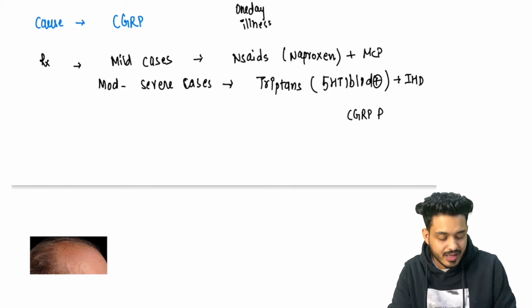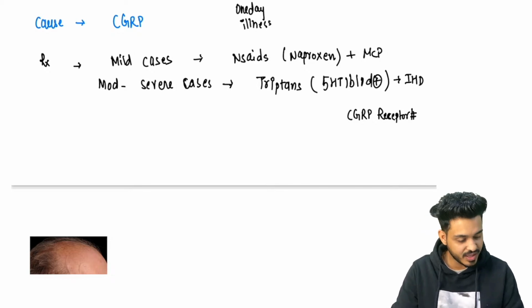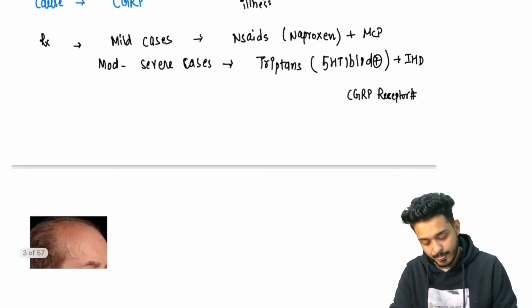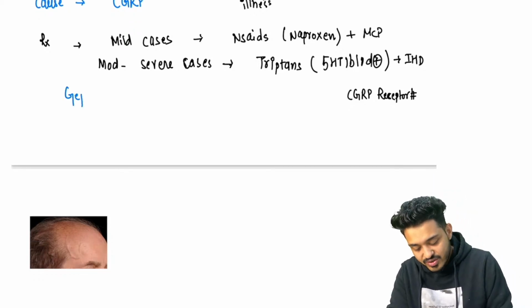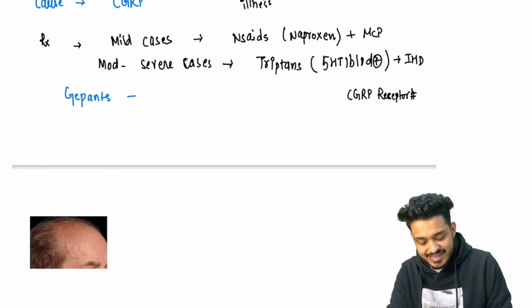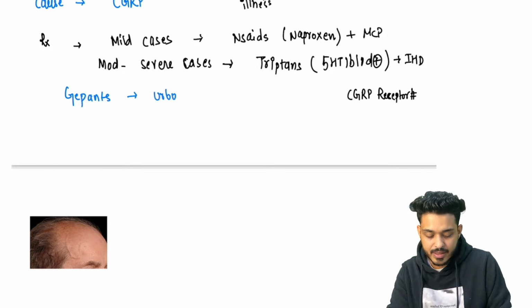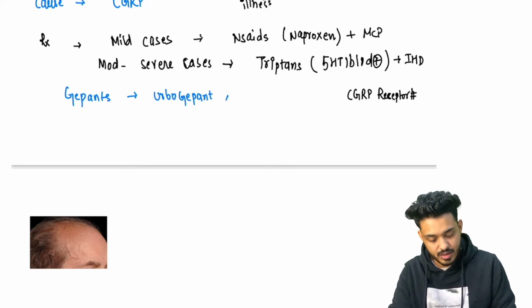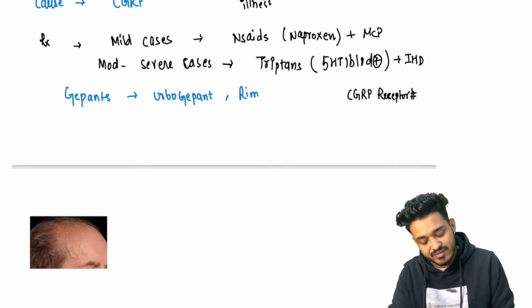CGRP receptor antagonist. Can anyone tell me the name of the CGRP receptor antagonists? Anyone? Very good. These are going to be your gepant group of drugs. These are going to be your ubrogepant. I am integrating subjects as well. Okay, we have ubrogepant, we have rimegepant.